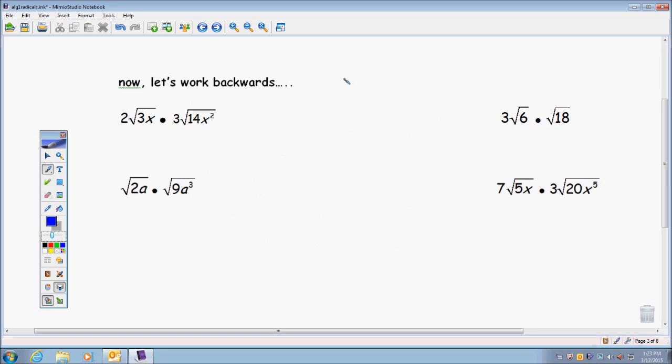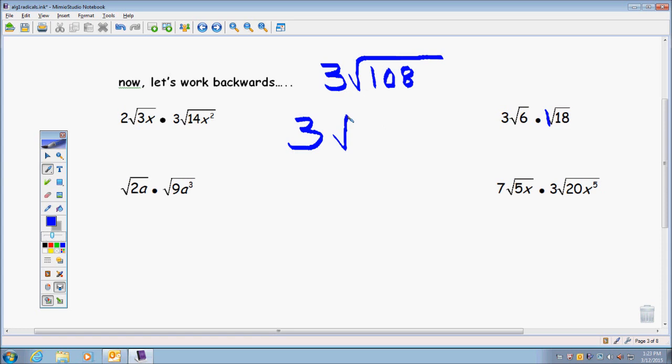We're going to do 3 radical 6 times radical 18, so we can go 3. Remember, that's a 1 right there, 3 times 1. And then 6 times 18. 6 times 18, I believe, is 108. I hope I'm writing that right. Yes, 108. Okay, now 108 is actually 36 and 3.